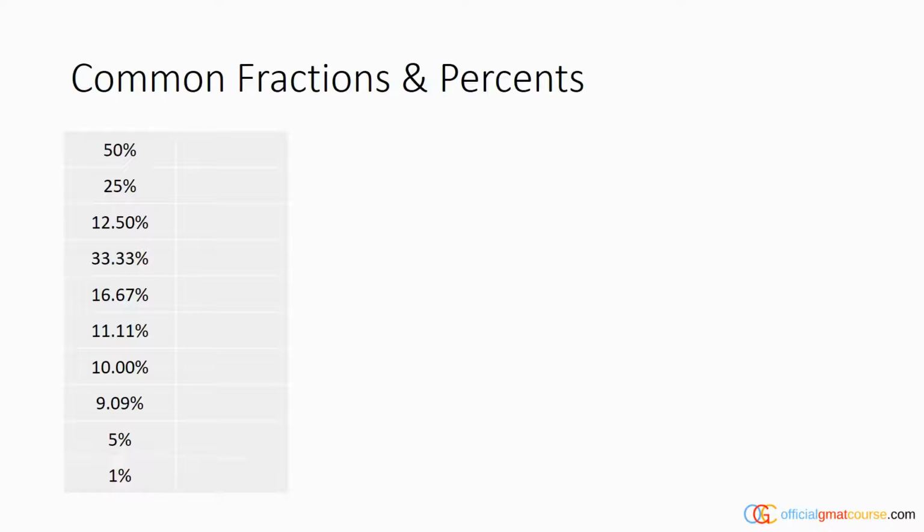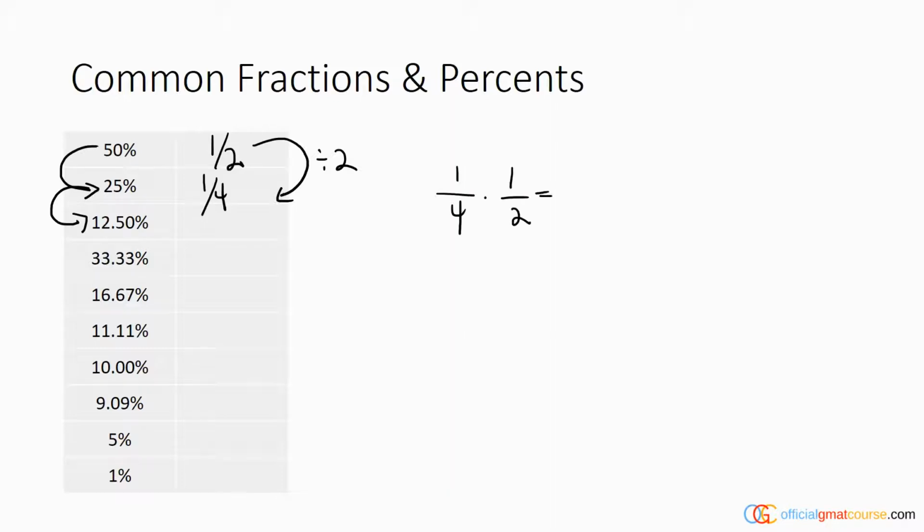One of the most common percentages that's related to a common fraction is 50%, which everyone knows is equal to 1/2. And if you notice, half of 50% is 25%, and we all know that that's worth 1/4, because 1/2 divided by 2 gives you 1/4. Now, 12.5% is 1/2 of 25%, which means it's going to be 1/2 of 1/4. And 1/2 of 1/4 is equal to 1/8. So this is 1/8.